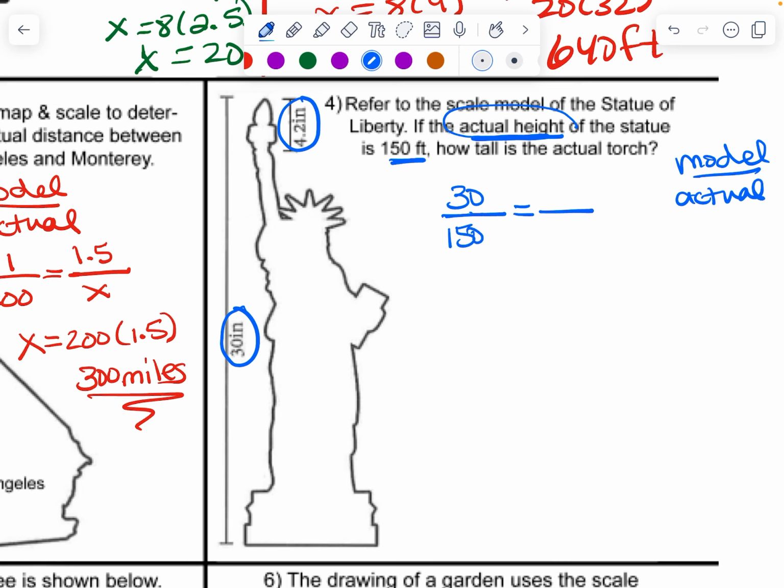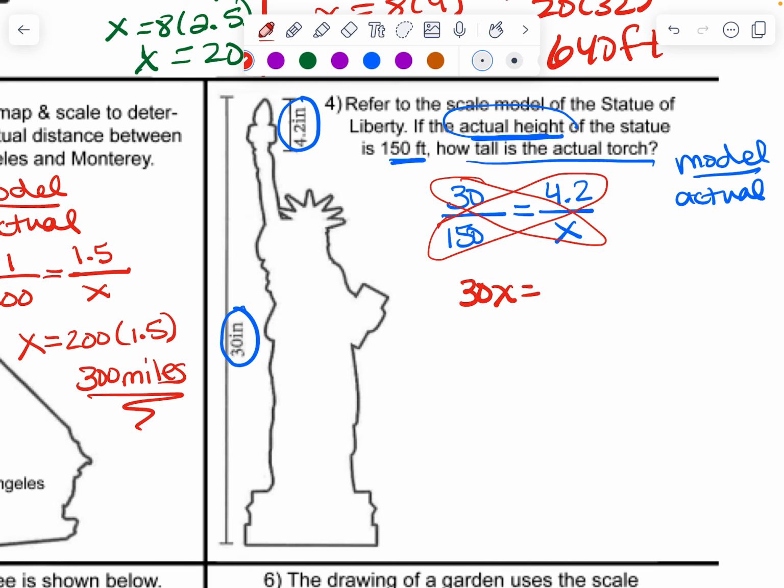And now let's do the torch height, because that's what we're looking for. How tall is the actual torch? The model torch is 4.2. The actual torch, we don't know. So now we know we need to do the cross product. See how I said it was gonna get a little bit harder? So you have to remember where we were going with those simpler problems.